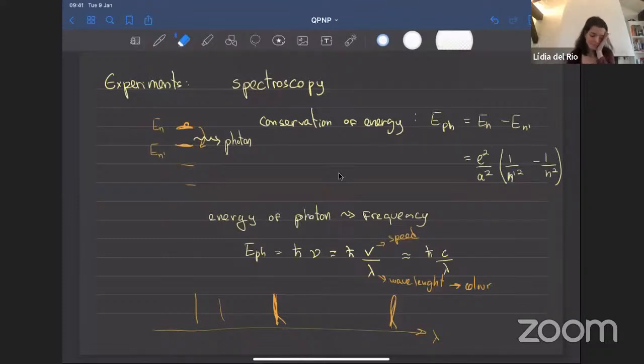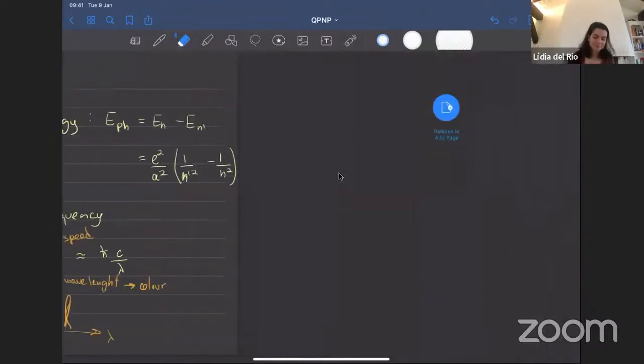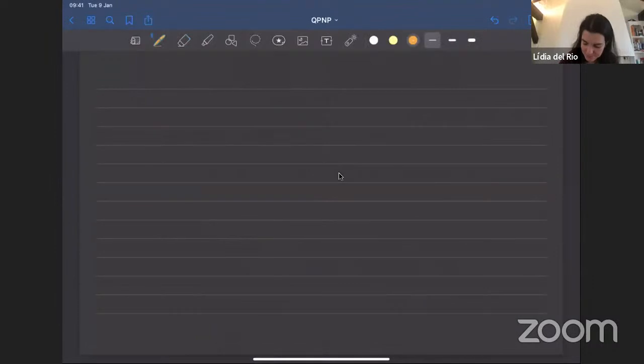So this was for the hydrogen atom, which I said is the simplest thing. So what if you have other atoms? What's the problem then? Well, the problem is that if an atom is neutral, then, just a moment.